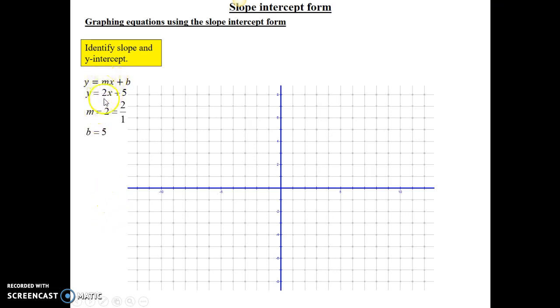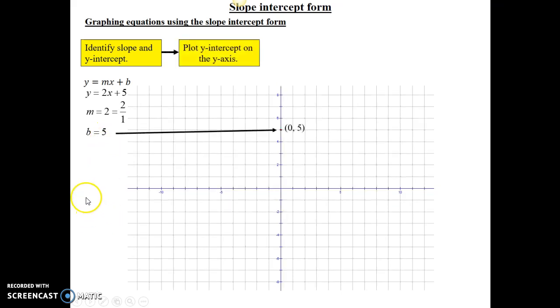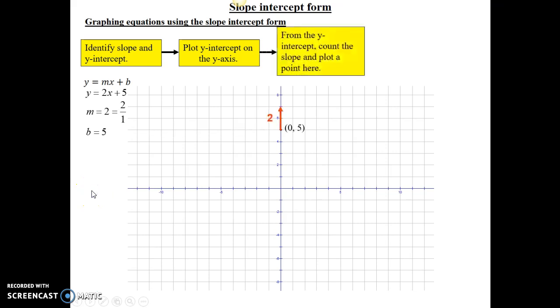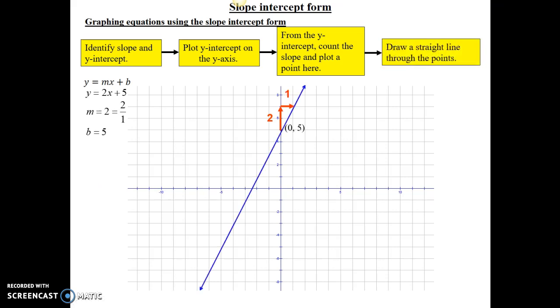Notice here that m is 2, b is 5. m is the slope. It must be written as a fraction, which represents rise over run. b is the y-intercept, which is 5. Next, we'll plot the y-intercept on the y-axis. Then we'll rise 2 and run 1 and draw our line.